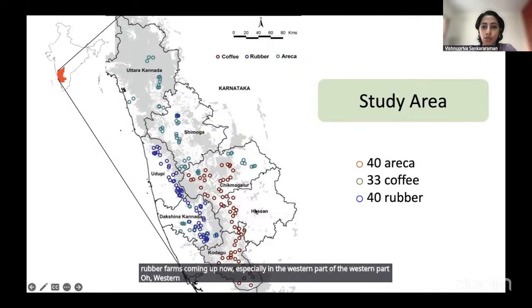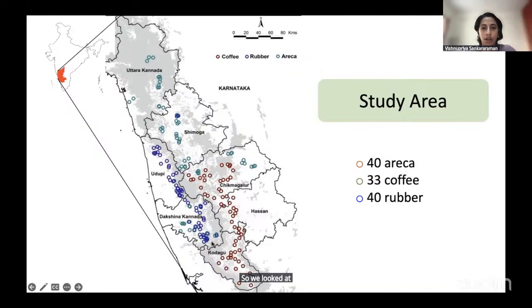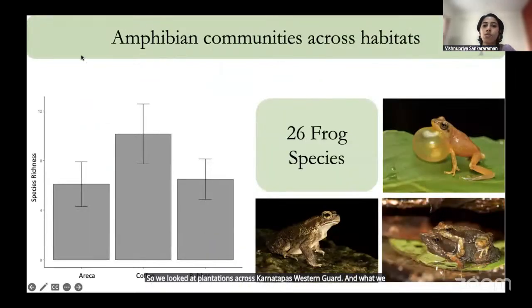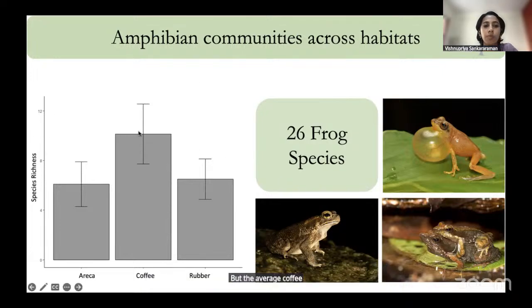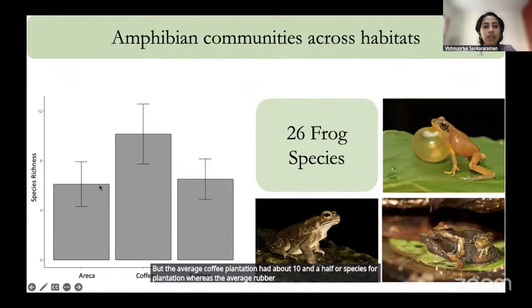So we looked at plantations across Karnataka's Western Ghats, and what we found, as you'd expect, was that, of course, coffee, being the most diverse with forest canopy and things like that, had the highest species richness. So we found a total of 26 frog species across the study area, but the average coffee plantation had about 10 and a half odd species per plantation, whereas the average rubber and areca plantations had much lower, around 5 to 7 species per plantation.